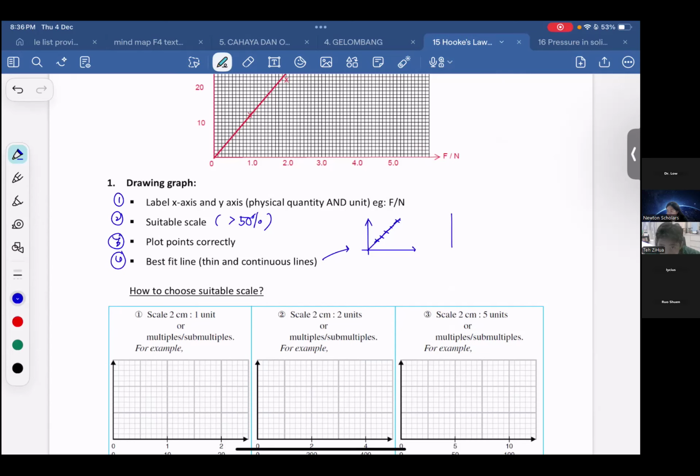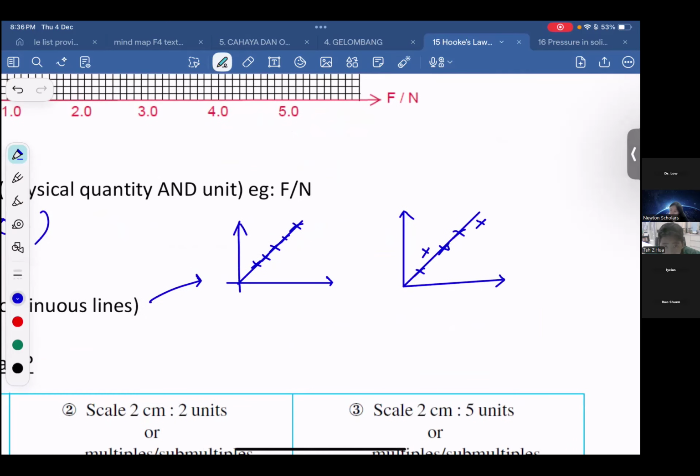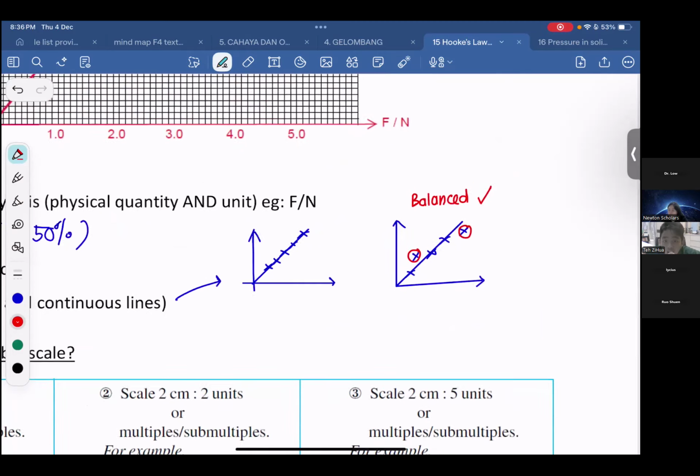It might not touch all of them. If not touching all, then we try to find the line and balance it. For example, this one like this, here like this, here like this. Can you see that I consider this also good because one is up, one is down. This is balanced. So this is a balanced graph.